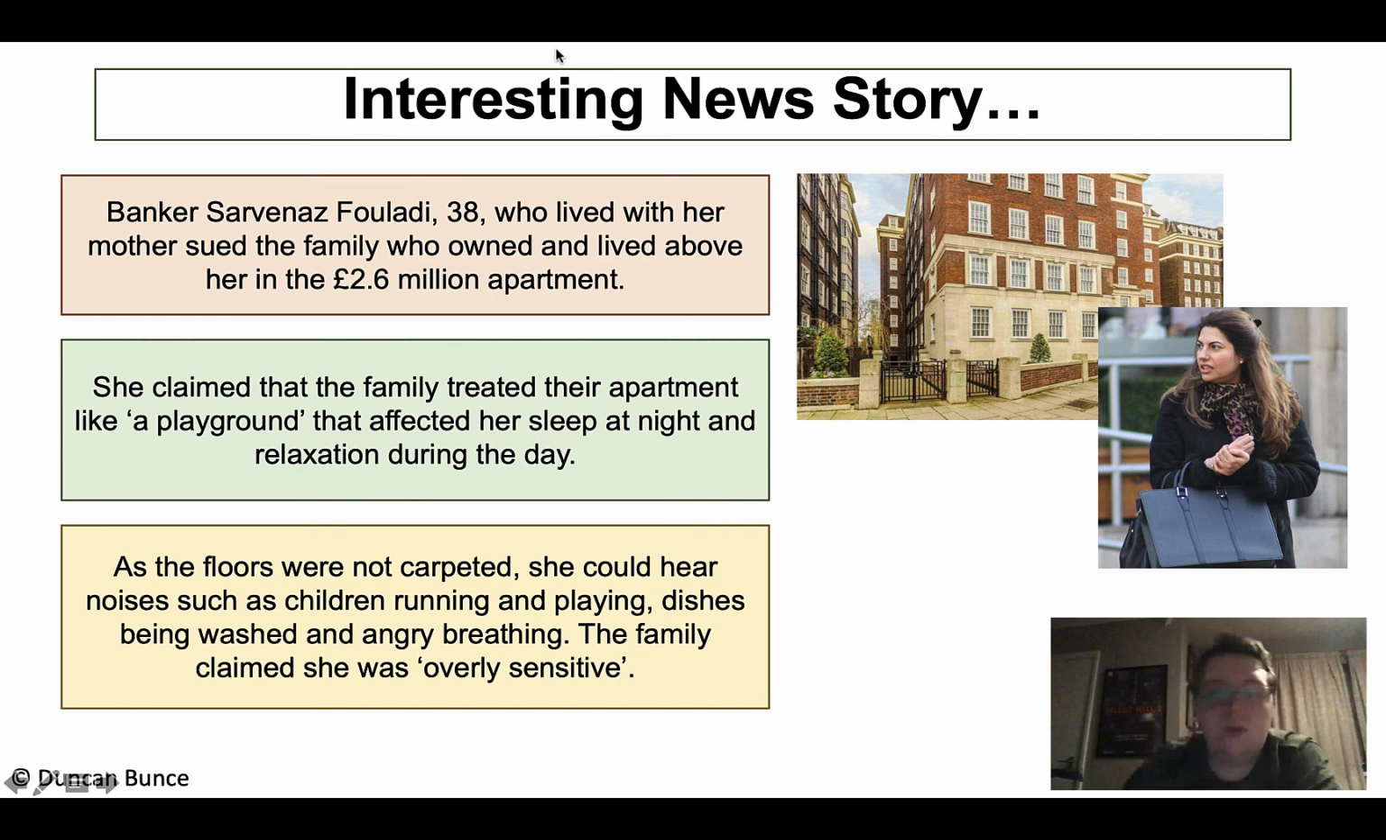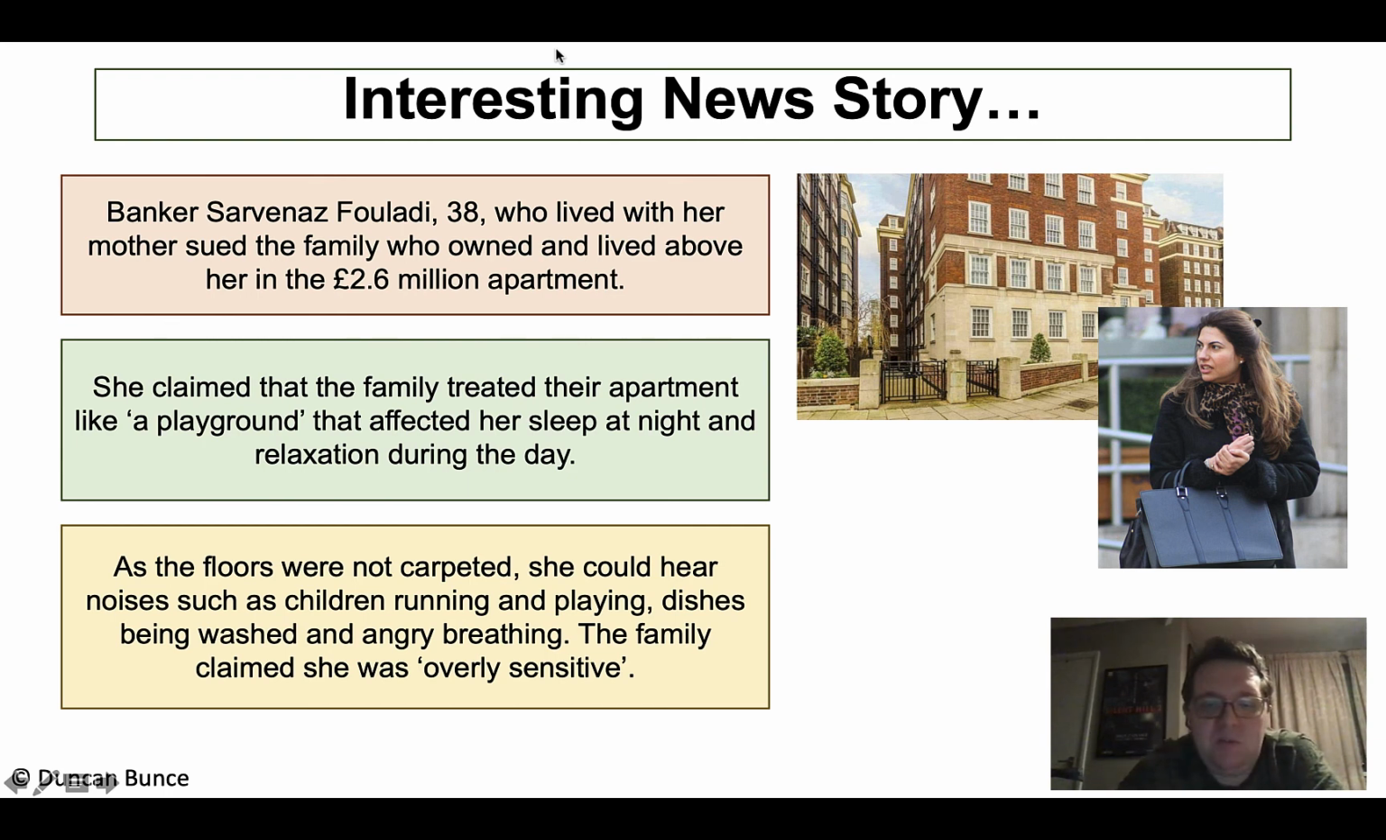I'm going to finish then with an interesting news story, just to try and show this in a real life setting. Apologies if I mispronounce any names here. So we've got here banker Savannah Fuladi, 38, and you can see a picture of her there. She lived with her mother in the property, you can see. And she sued the family who owned and lived above her in this very wealthy apartment.